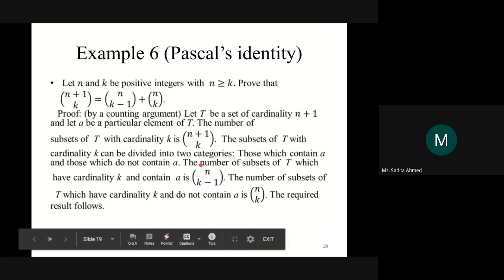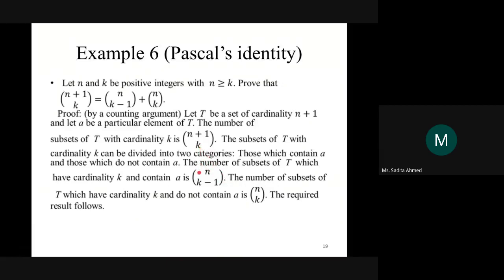Also, if you add these two, you get the total number of subsets, because one side has all of the subsets which contain A. Think of the total, all the subsets. If you select all those subsets which contain A, bring them together and put them in a category, which subsets are left? What are the subsets that are left? Only those which do not have A, as simple as that, right?